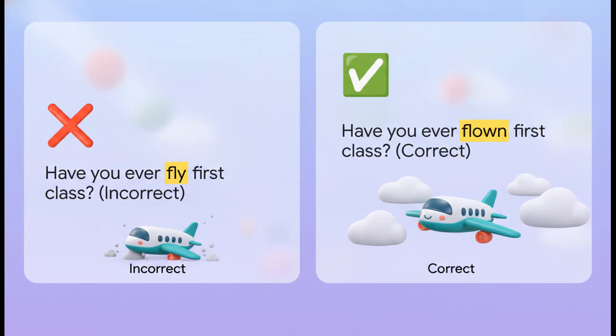But here's another very common mistake that English learners make, so pay close attention. You might hear someone say, "Have you ever fly first class?" This is incorrect. Do you know why? Because fly is just the basic normal verb. We need the past participle. The correct way to ask this is, "Have you ever flown first class?" Always remember to use that special third verb form when you're making these sentences.